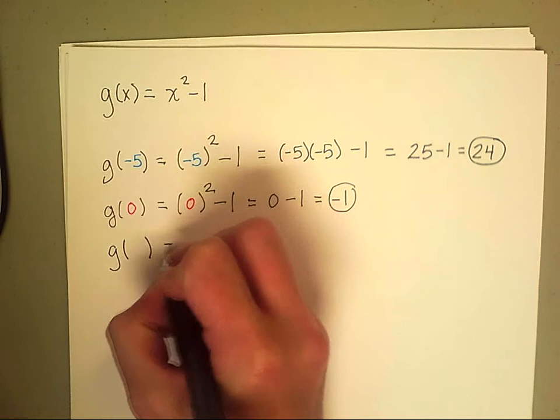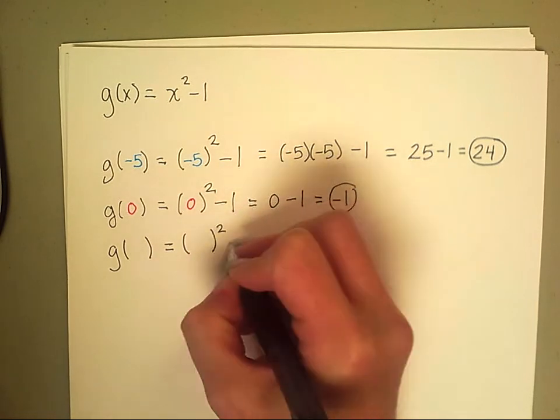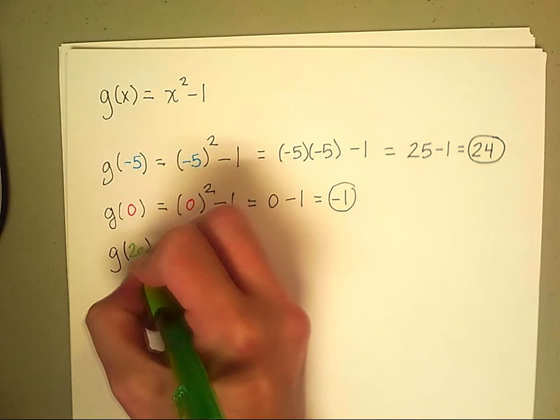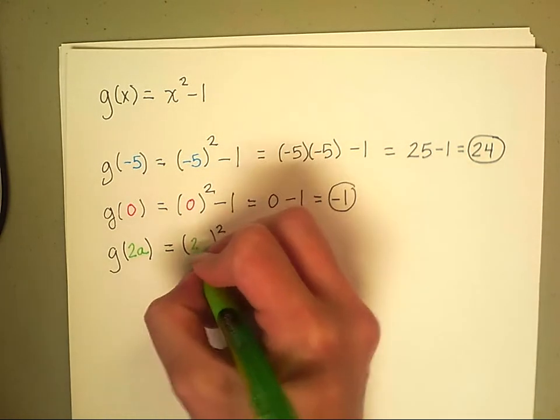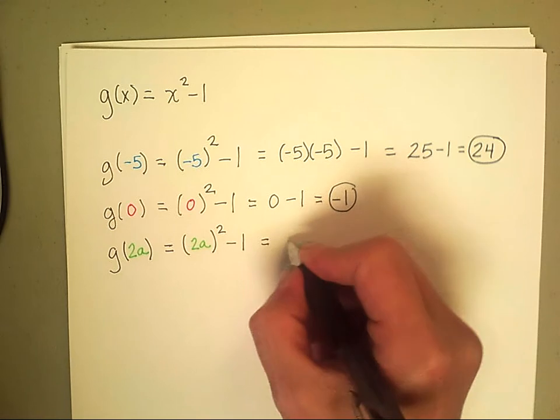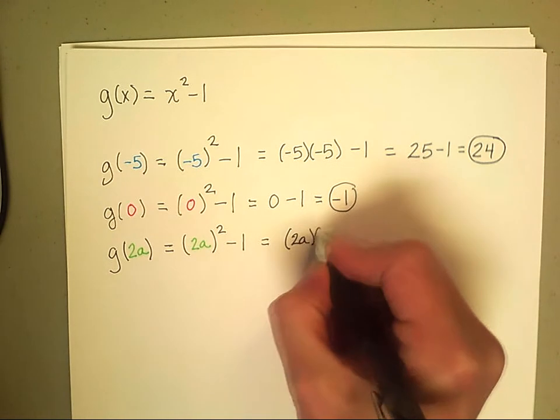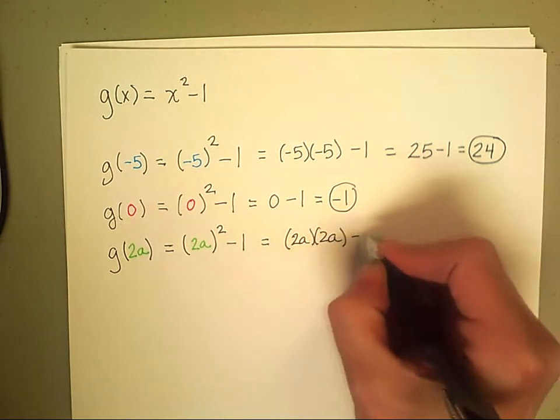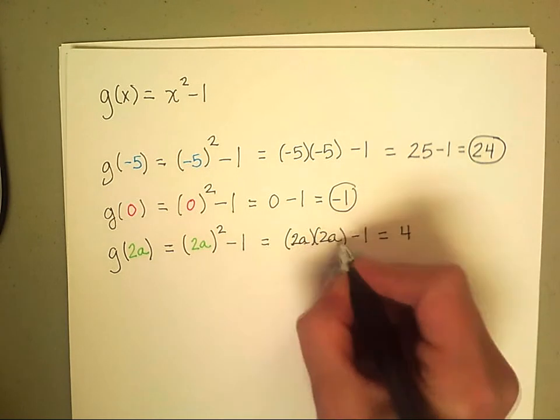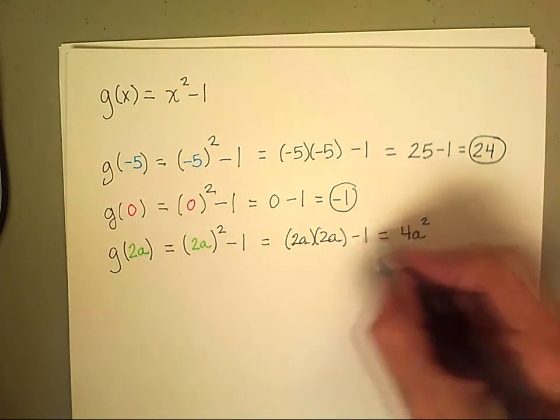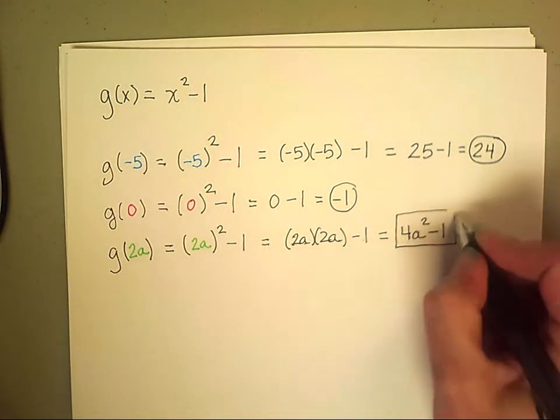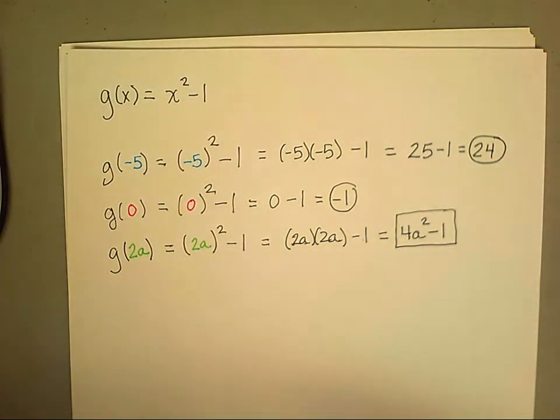We could find our next one. Okay. Our next one involves a number and a variable. So g of 2a, we'll have to take 2a and square it, okay, and then subtract 1. So remember that's 2a times 2a minus 1. Now 2 times 2 is 4, and a times a is a squared, and then we still subtract 1. Okay. So g of 2a is 4a squared minus 1.